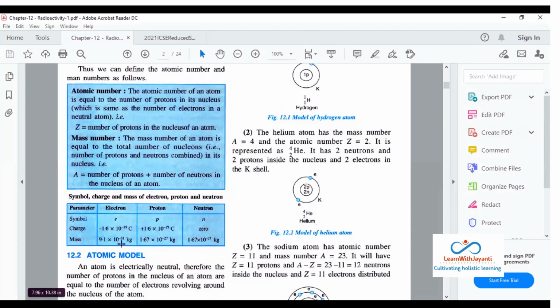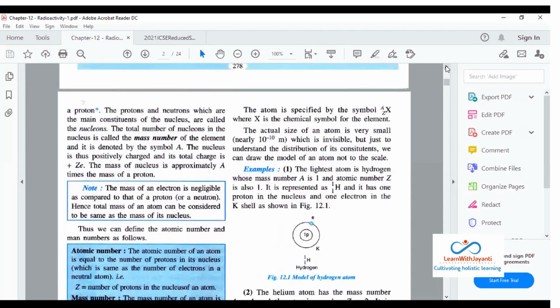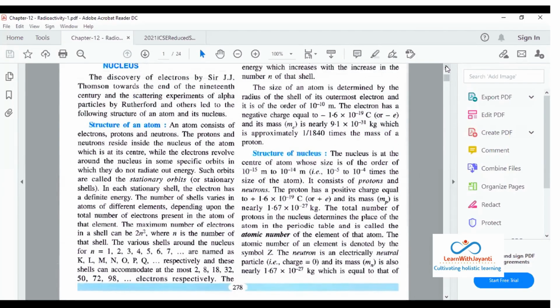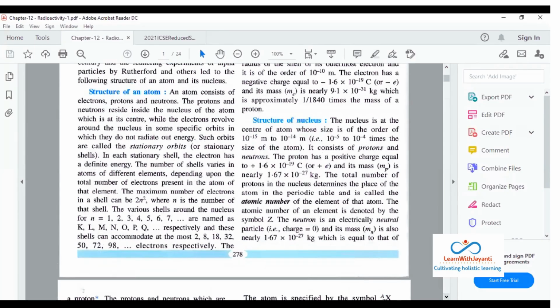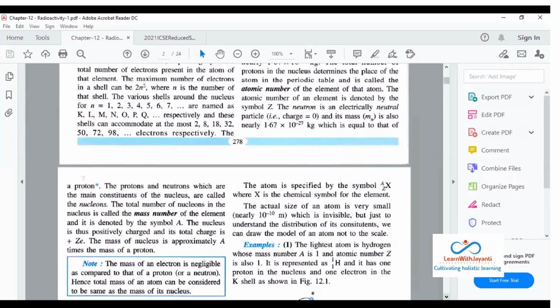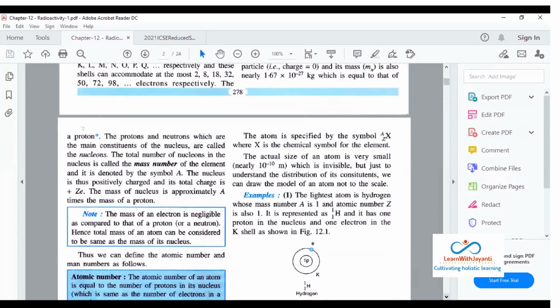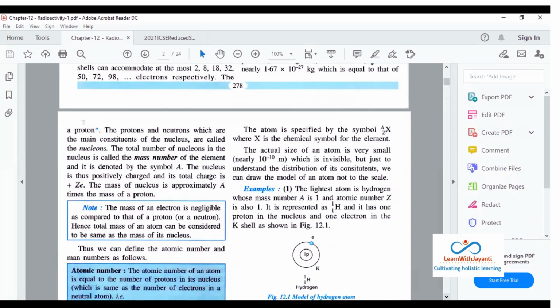Mass is minus 31 kg, minus 27, and this is minus 27. So if you check the proton and neutron, it's approximately the same. So I'll just recommend you to study the exact value. Okay, take the exact value from here, because they haven't given the exact value here. Or else I'll update and give you my PPT.